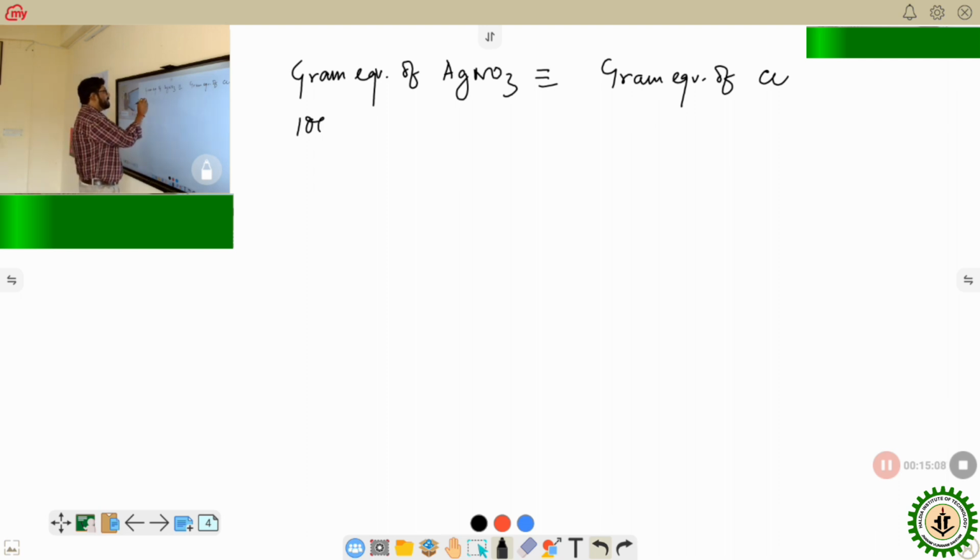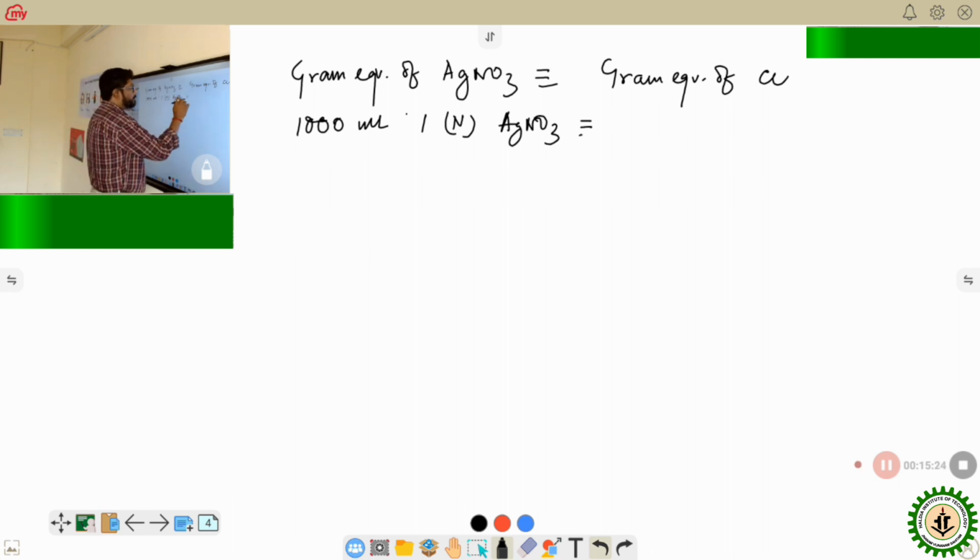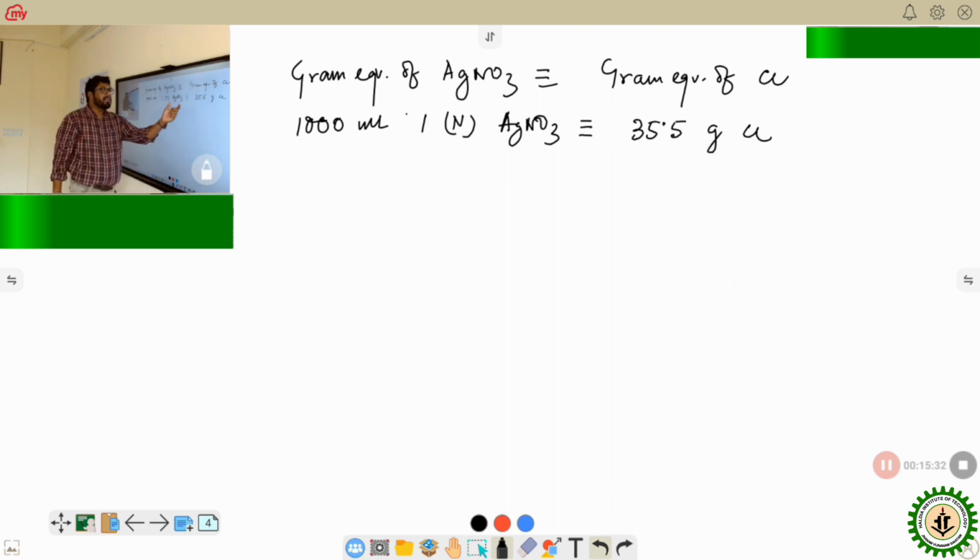Which means that 1000 ml of 1 normal silver nitrate is chemically equivalent to 35.5 gram of chlorine, which is the equivalent mass of chlorine. That is why I have written 35.5. And similarly, in the burette reading, that means how much volume of silver nitrate I have taken, you can also take 3 or 4 or 5 data and take the average of that.